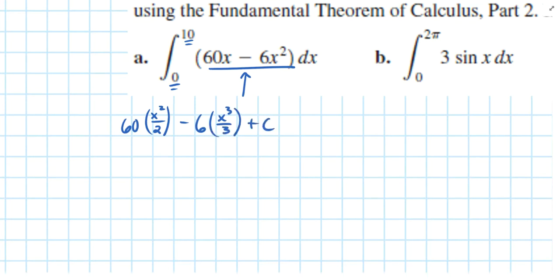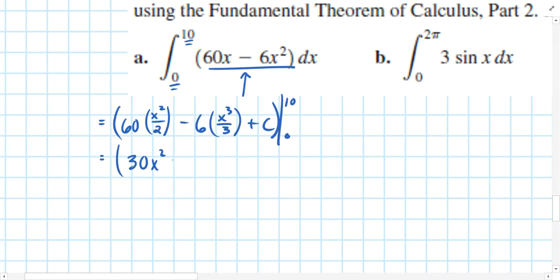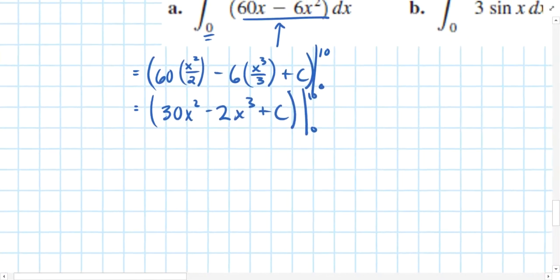plus c. And this resulting integral would be this expression evaluated at both 10 and 0 and subtract the difference between. So we can clean this up just a little bit, and we've got 30x squared minus 2x cubed plus c evaluated at 0 and 10, subtracting the results in between.